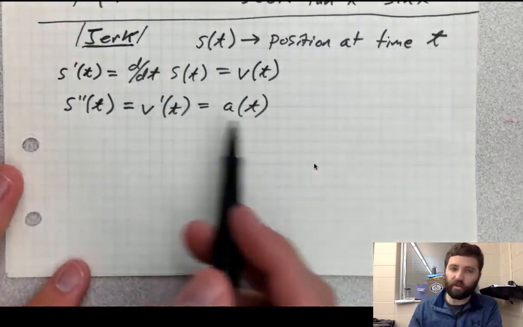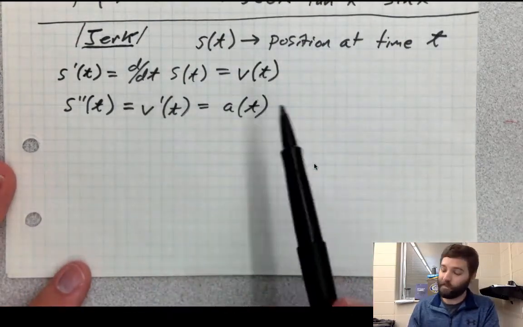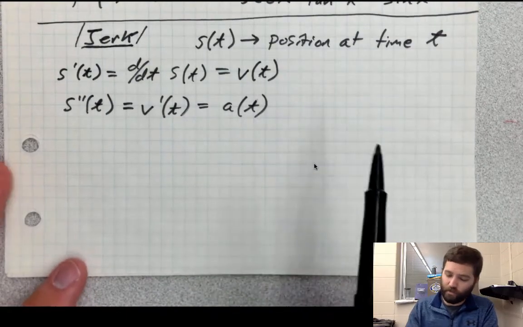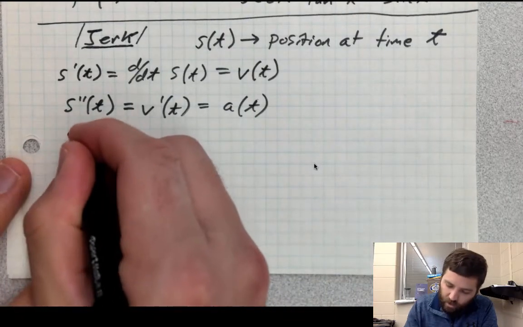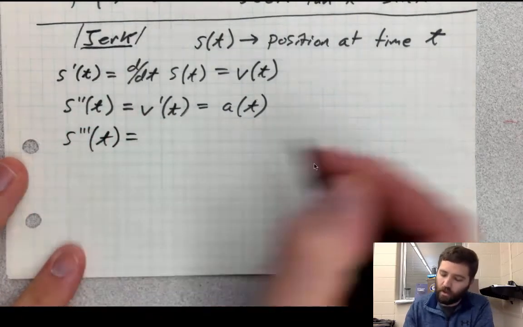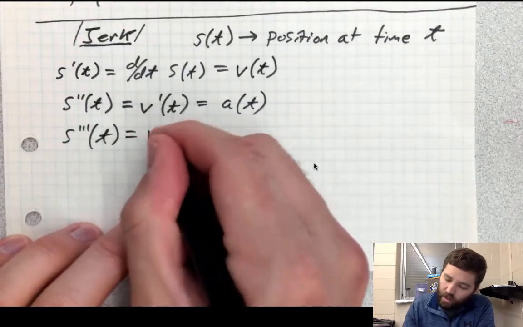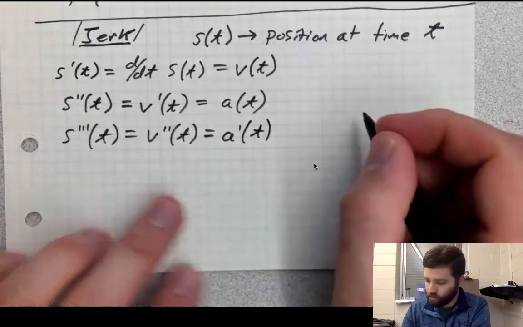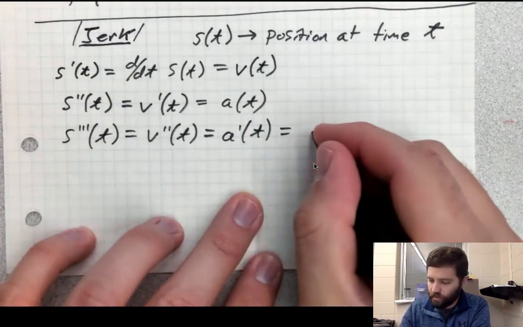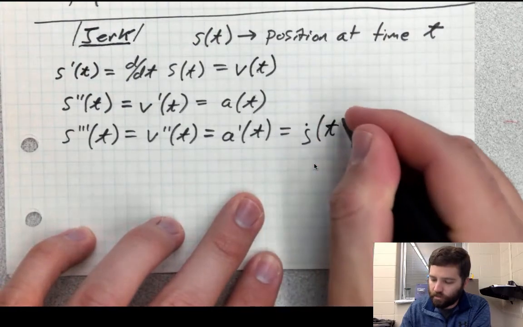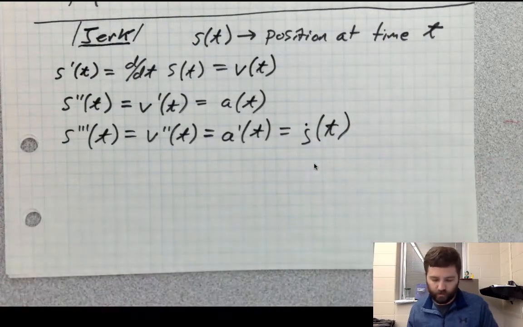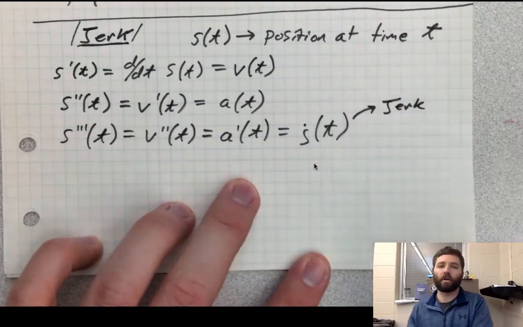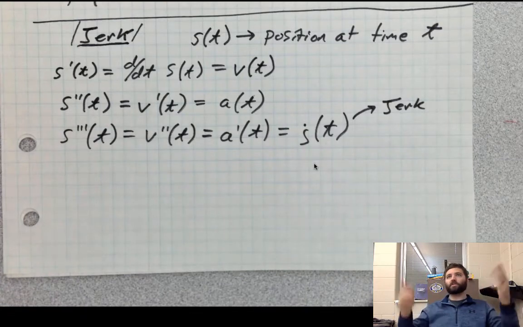What about the third derivative? In other words, the second derivative of velocity. In other words, the derivative of acceleration. In other words, the change in acceleration. Think about what that might be. So this is s triple prime of t, and that would be v double prime of t. That would be a prime of t. That would be what we call jerk. Okay, j of t, right? And this is jerk.